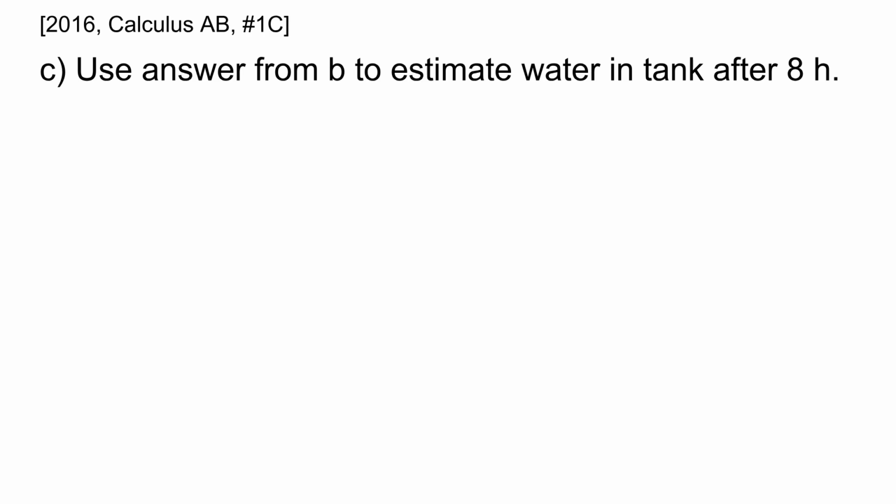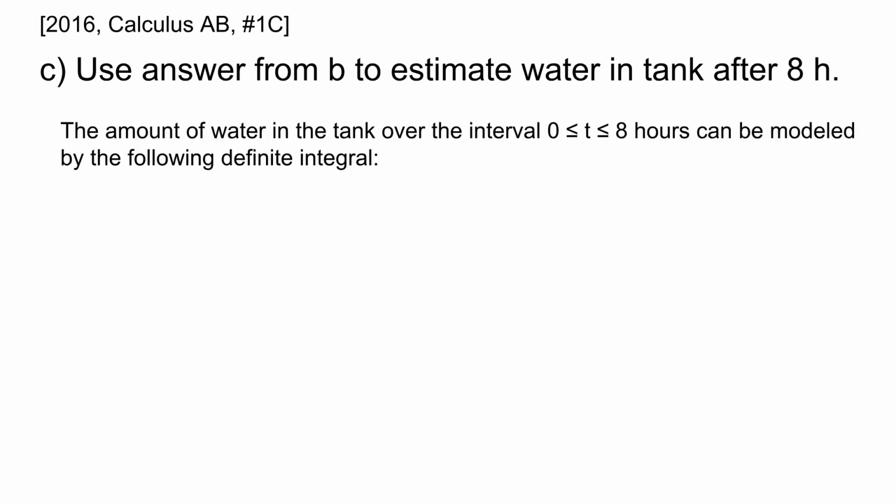In part C of the question, we are asked to use our answer from B to estimate the amount of water in the tank after 8 hours. The amount of water in the tank over the interval from t equals 0 to t equals 8 hours can be modeled by the following definite integral. The amount of water would equal 50,000 plus the integral from 0 to 8 of W of t dt minus 8,050.